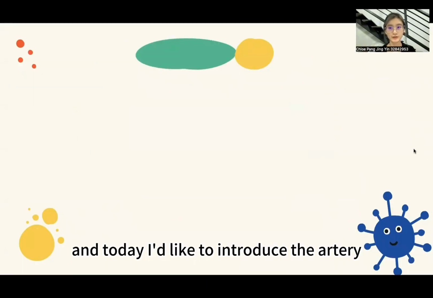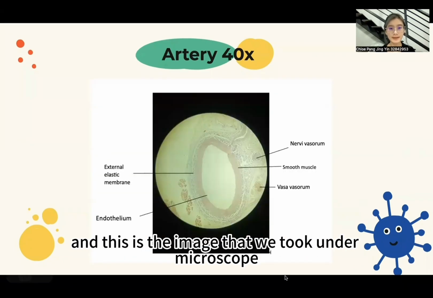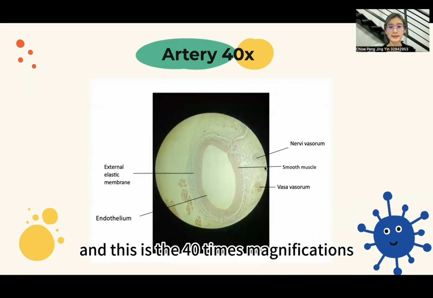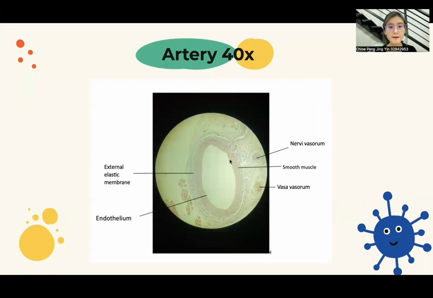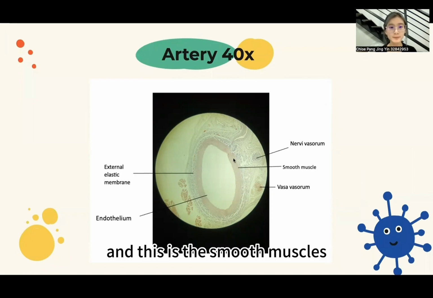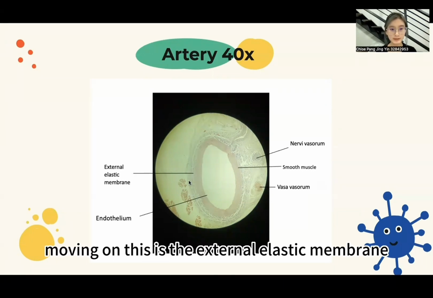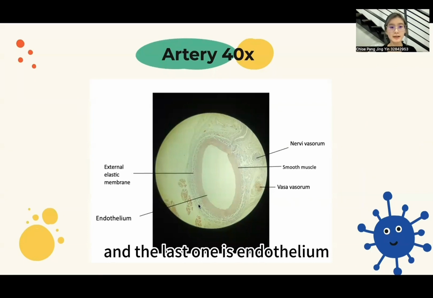Hi guys, my name is Chloe, and today I'd like to introduce the artery. This is the image that we took under the microscope, at 40 times magnification. First, let me introduce the nervi vasorum, vasa vasorum, and this is the smooth muscle. Moving on, this is the external elastic membrane, and the last one is the endothelium.